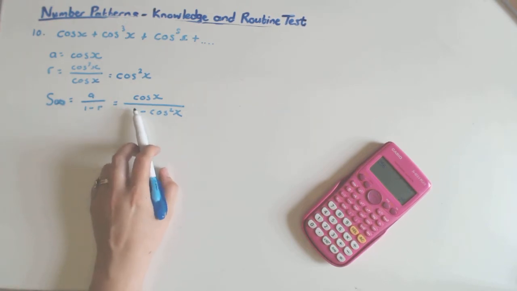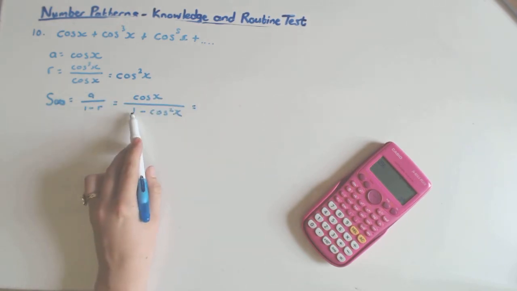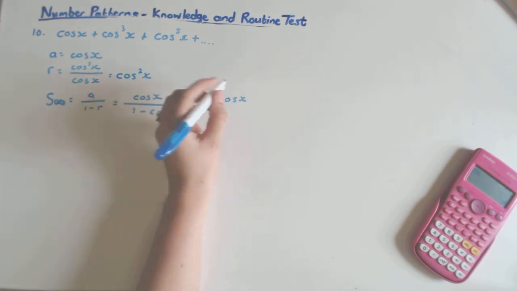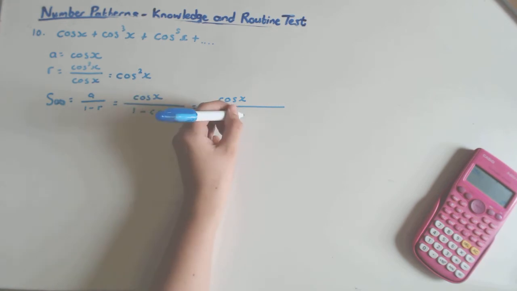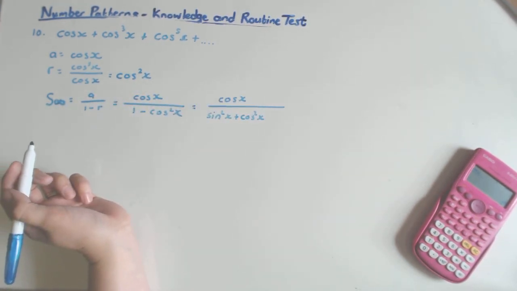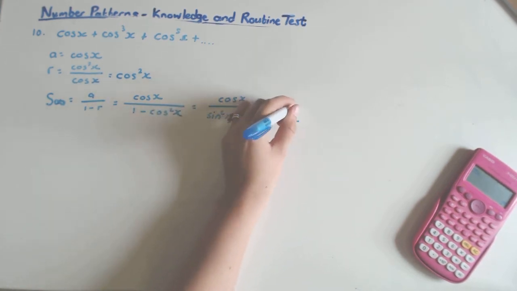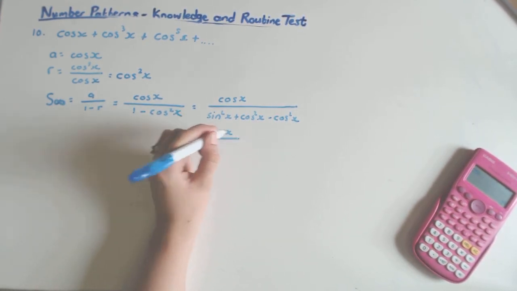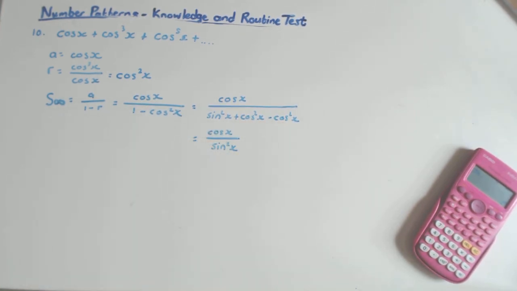Now I know 1 is sine squared plus cos squared. So sine squared plus cos squared minus cos squared, or you can just replace 1 with sine squared x plus cos squared x minus cos squared x, and this gives me cos x over sine squared x. Can you see that cancels out?